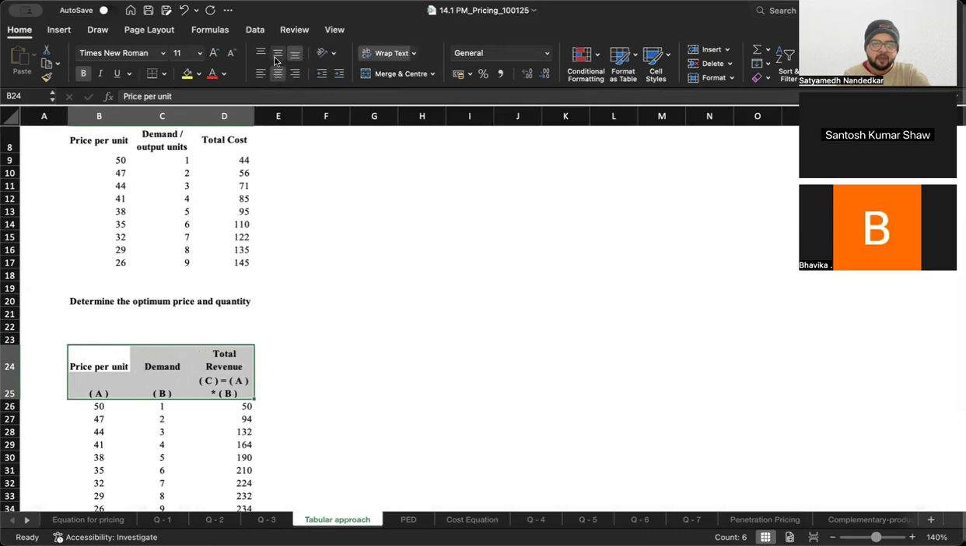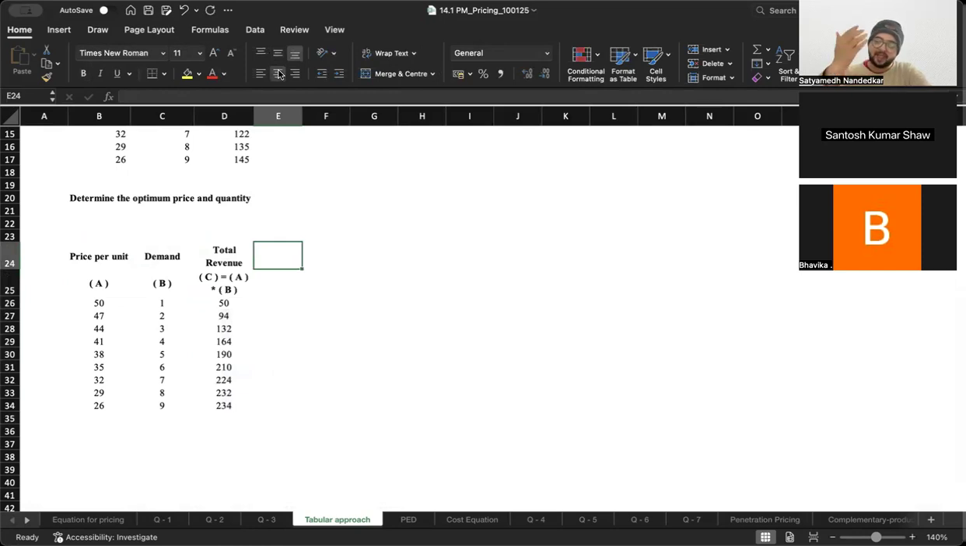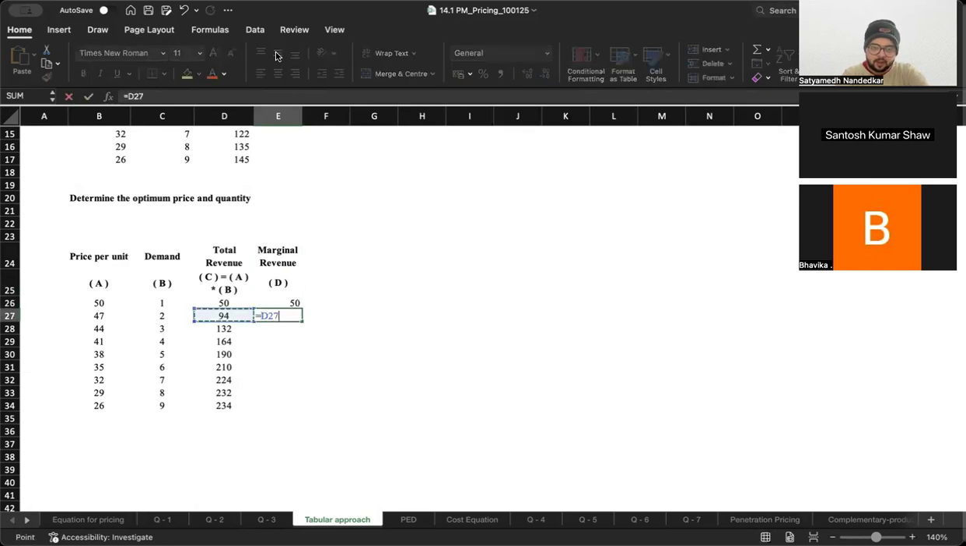And when we have total revenue, we can always calculate the marginal revenue. How is marginal revenue calculated? Marginal revenue is the revenue achieved by producing one more unit, by selling one more unit of the output. Then 94 minus the previous one. Then total revenue at 3 minus total revenue at 2.